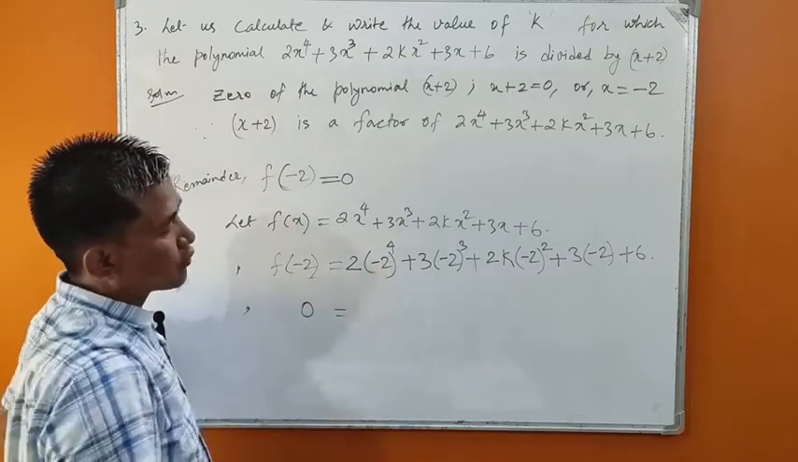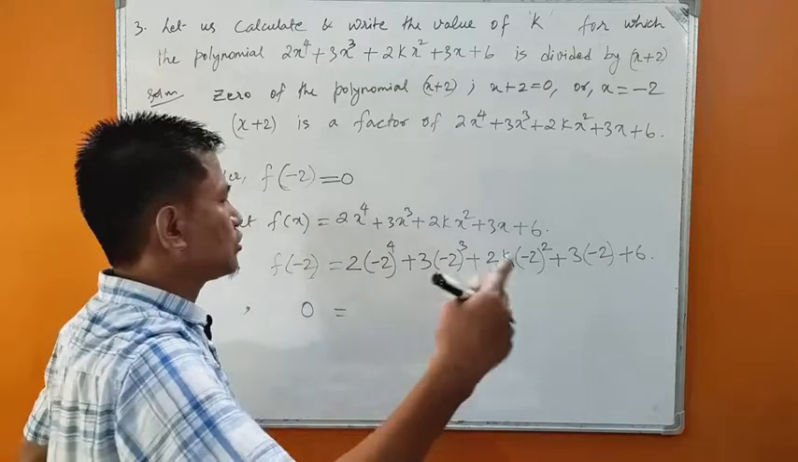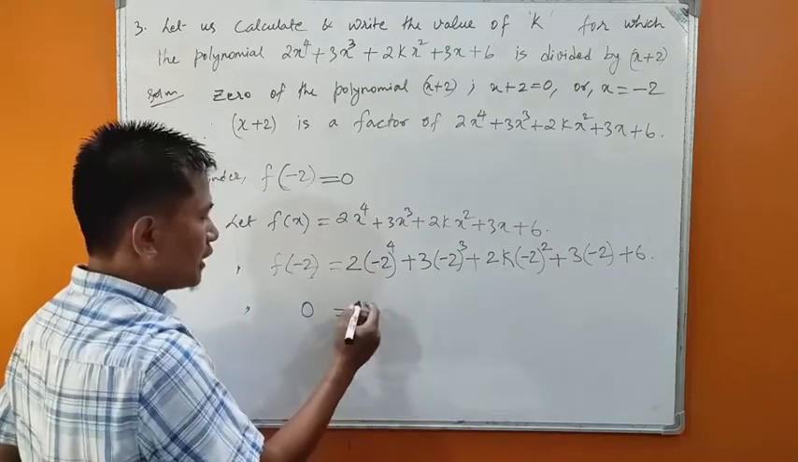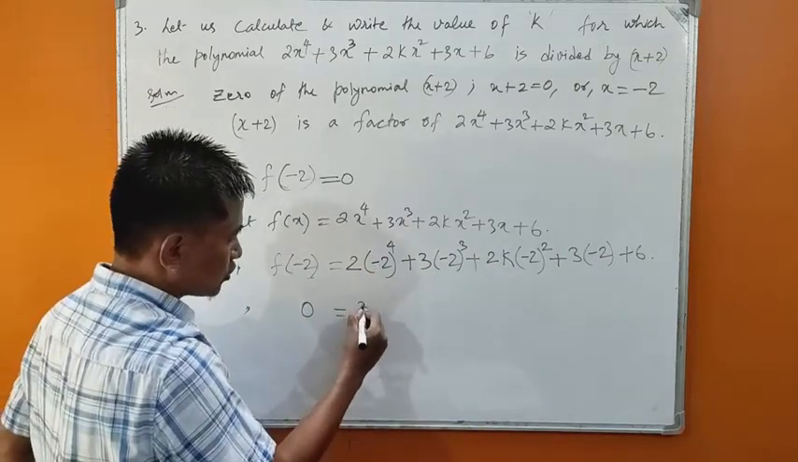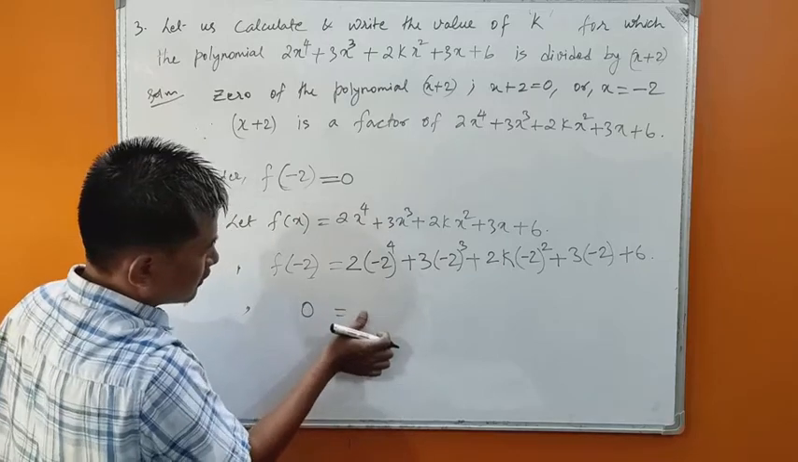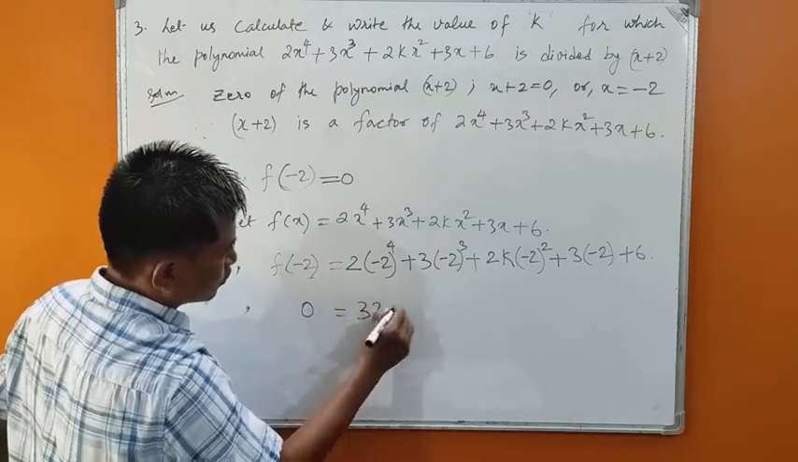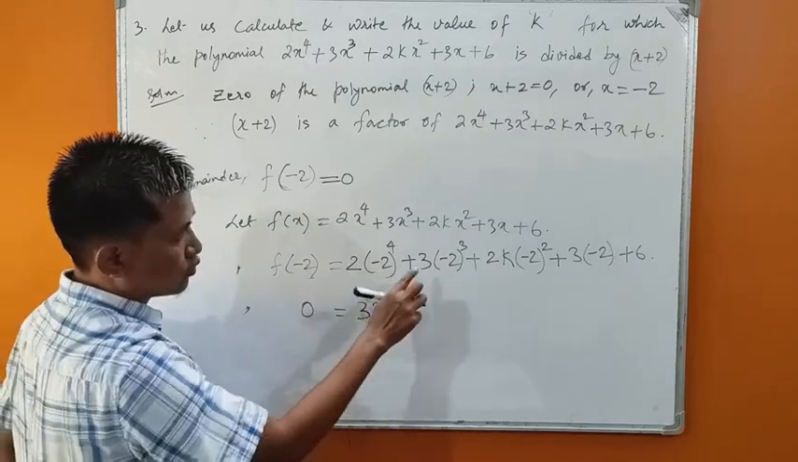So 2 to the power 4 means 16, isn't it? 2 into 2 into 2 into 2. 16 2s are 32.